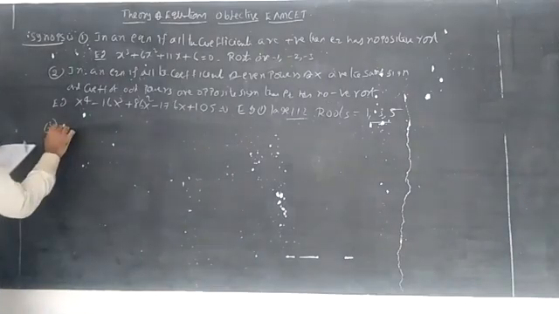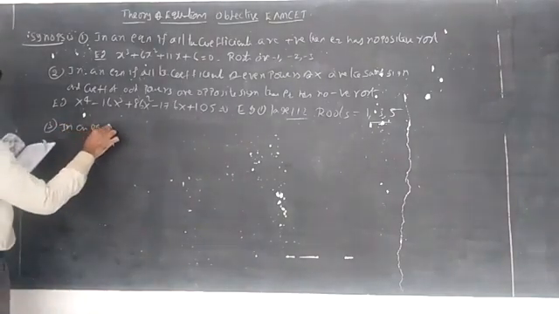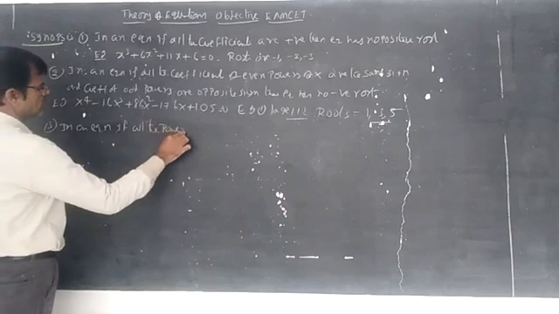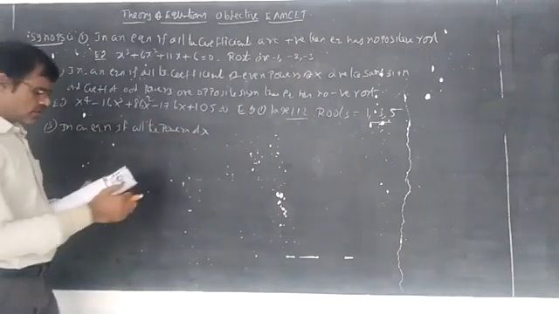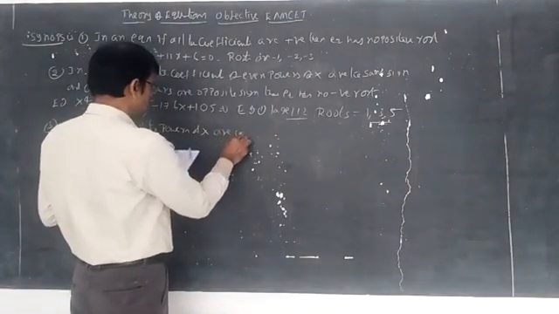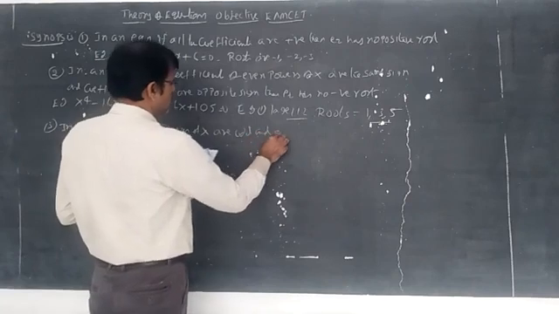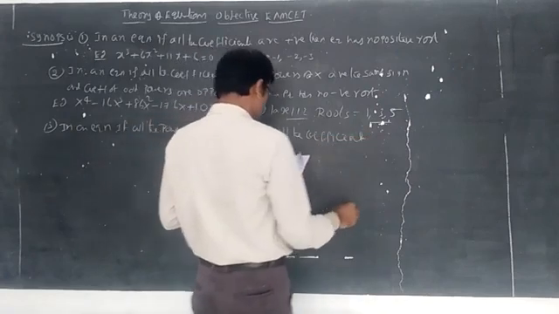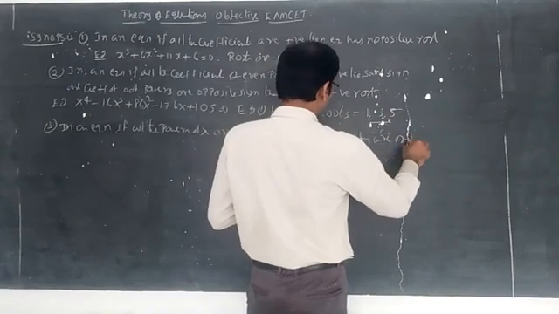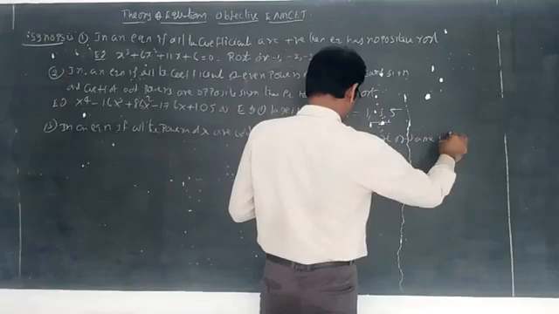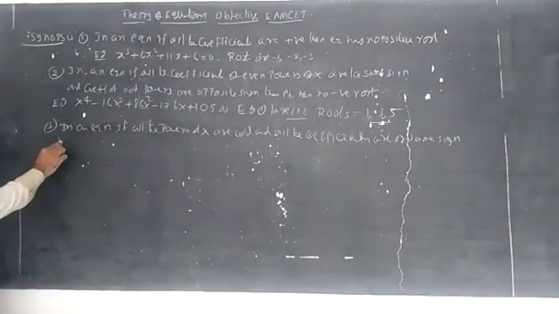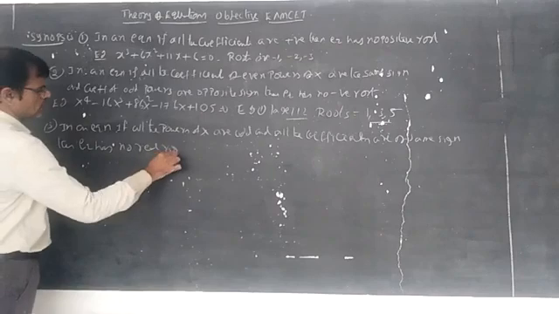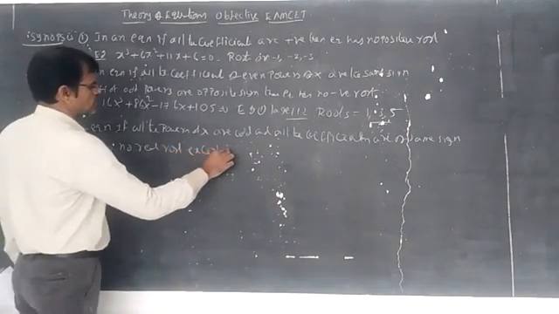Next, third one. In an equation, if all the powers of x are odd, and all the coefficients are of the same sign, then the equation has no real root except 0.